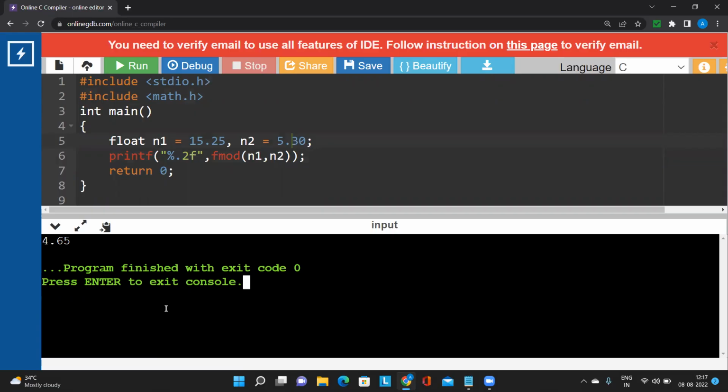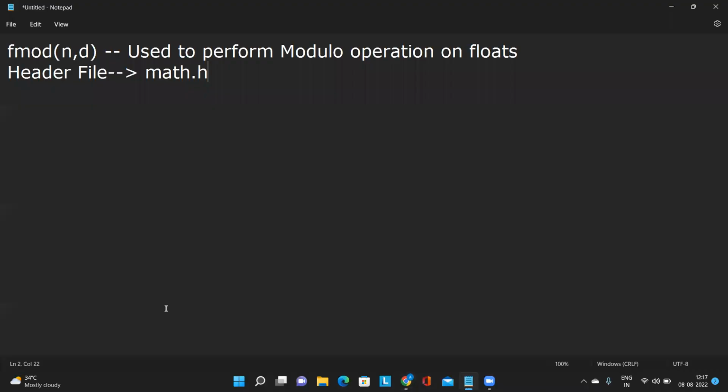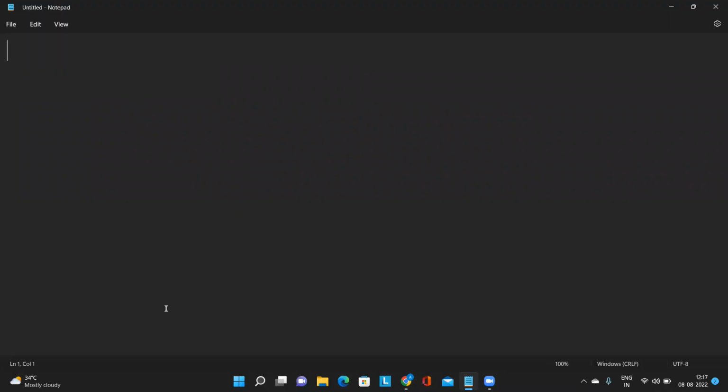So how to do it is, I cannot directly apply the modulo operator. I have to make use of this special function called fmod, which is available in the header file math.h. So this is how I will be doing the operation of a modulo on floats. Okay, and there is one more point regarding the arithmetic operators before we wind up this session.